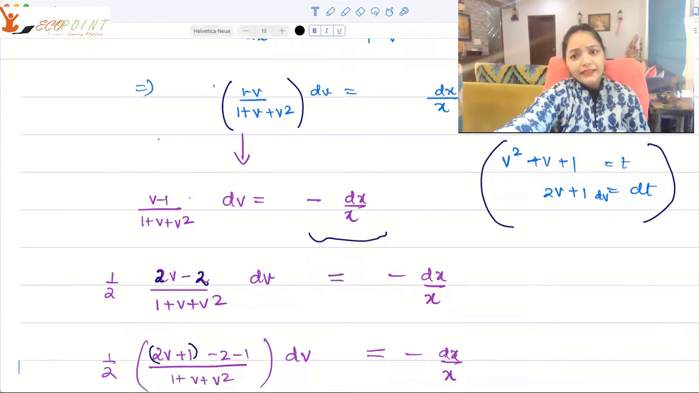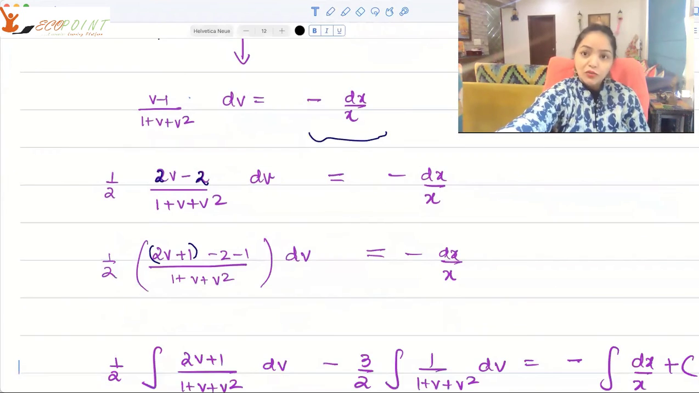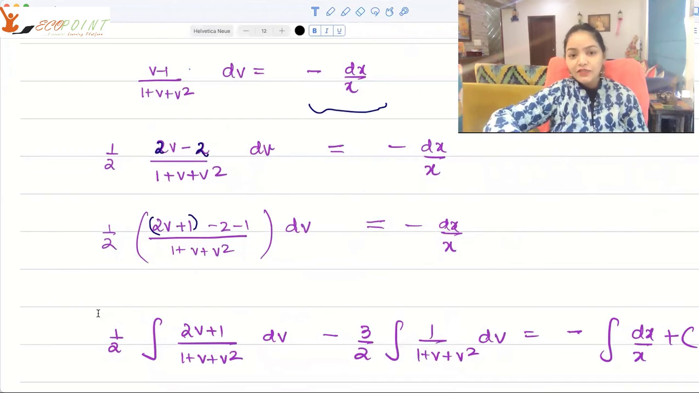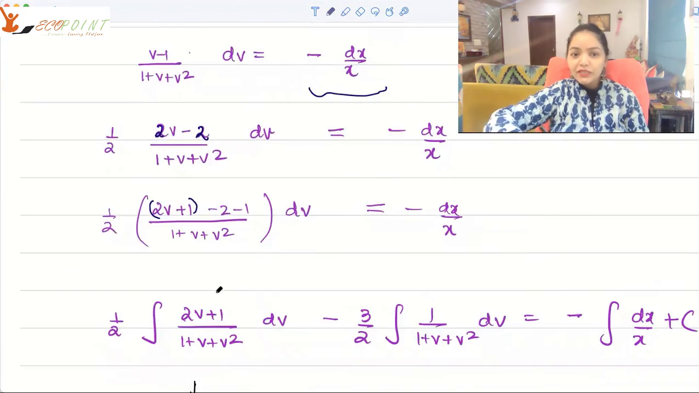You could have seen that directly also, but I just wanted to explain it thoroughly. That is why I've taken so many steps here. And then I've separated it. So I have 1 by 2 times integral of (2v plus 1) upon (1 plus v square) dv minus 3 by 2, since you will get minus 3 from here, and you have a half outside. So 3 by 2 here, integral of 1 upon (1 plus v square) dv equals minus of integral dx by x.